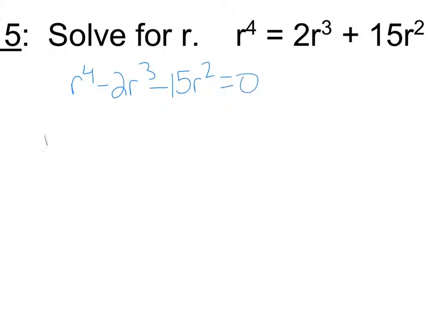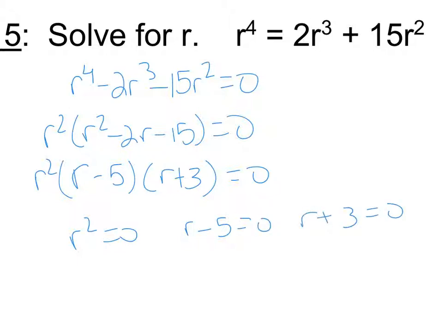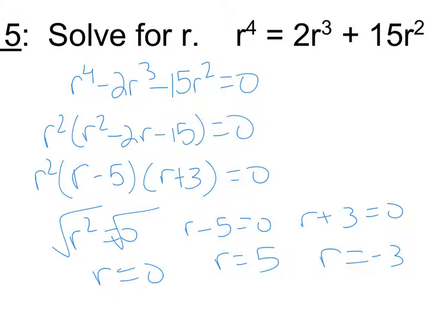Well, I can bring out r squared, and then you get r squared minus 2r minus 15 equals 0. Now I'm just focusing on what's in the parentheses. Multiplies to negative 15, adds to negative 2 because a is 1, so you're going to get r minus 5, r plus 3. So now we get r squared equals 0, r minus 5 equals 0, r plus 3 equals 0. So r equals negative 3, r equals 5, r equals 0 because square root, there's no plus or minus for 0.